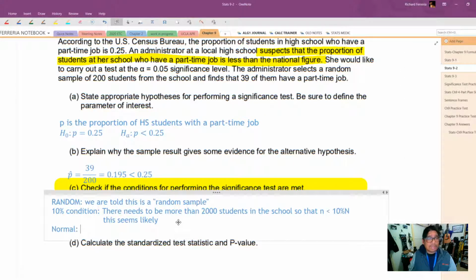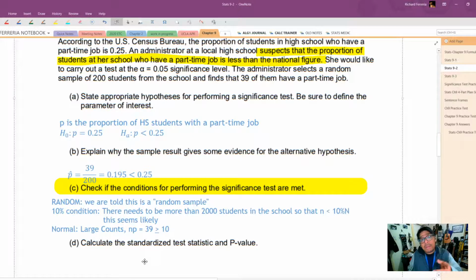For the normal condition, since we're dealing with proportions, we need to go to large counts. Okay, np is equal to 39, which happens to be greater than or equal to 10. And try not to bog yourself down too much with these calculations. np is just the number of successes. And we were told that 39 students had a part-time job. So np is definitely greater than or equal to 10.